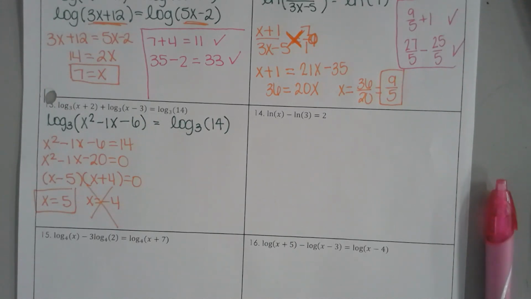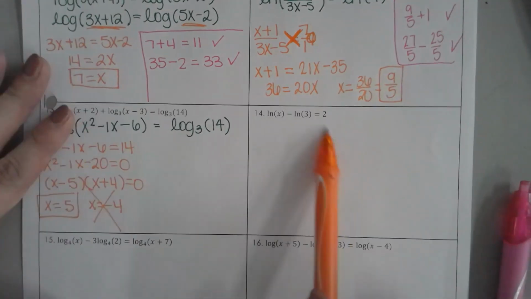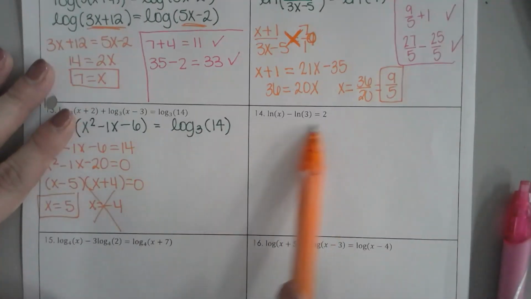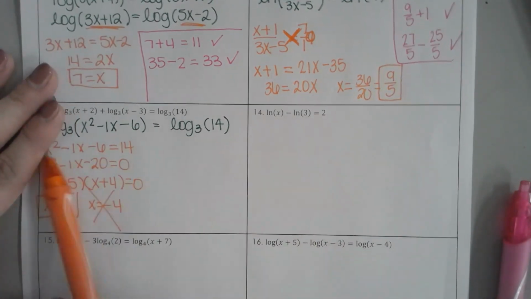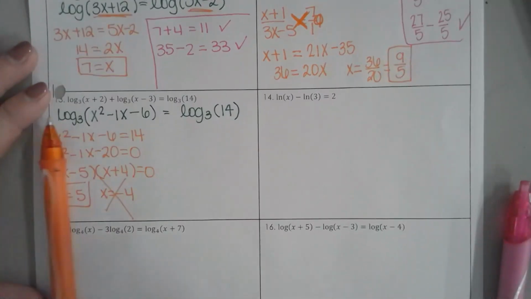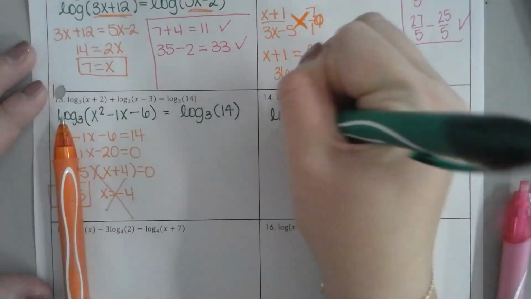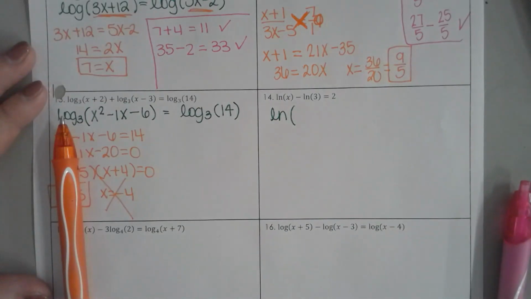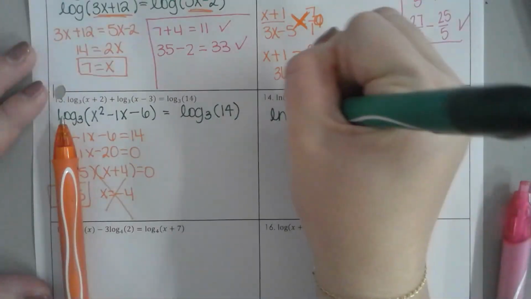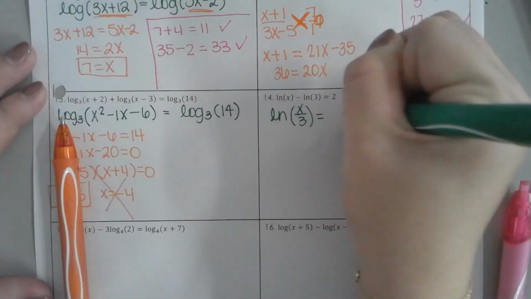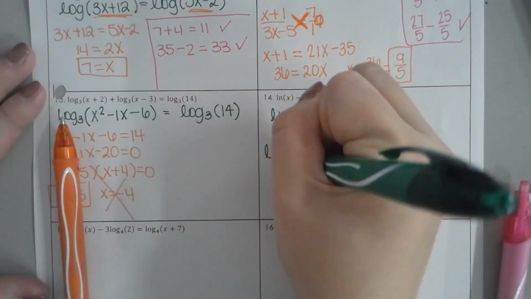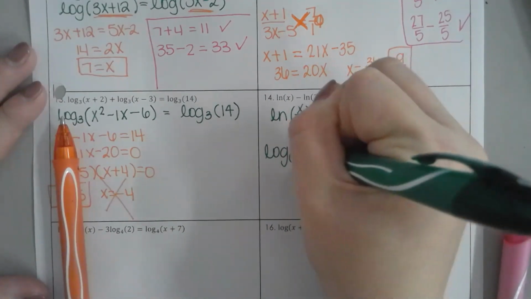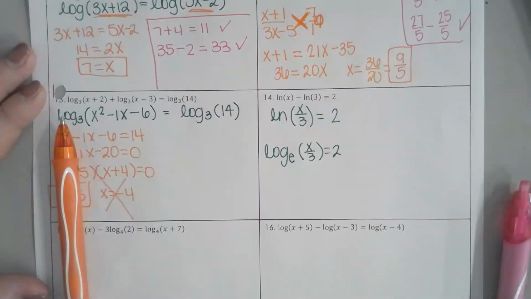All right, 14. This one is the only one of any of these that have a plain number, so we're going to get it to a log equals a number. So I'm going to condense this side right here. This one is going to be a lot easier. It's going to be natural log of x over 3 equals 2, which is technically the same thing as log base e of x over 3 equals 2. Those are the same thing.